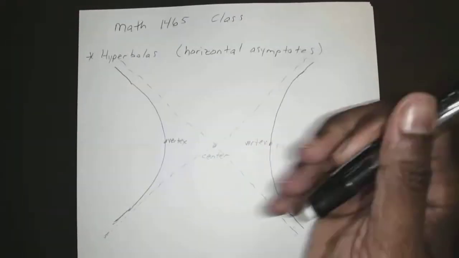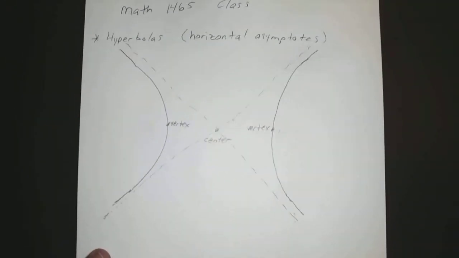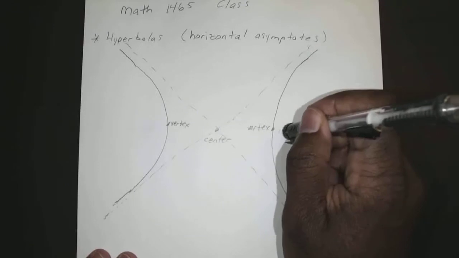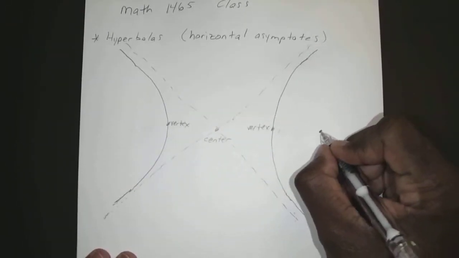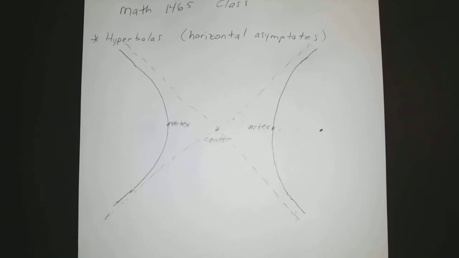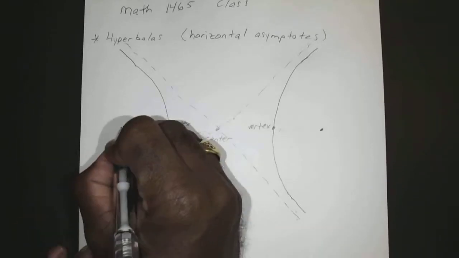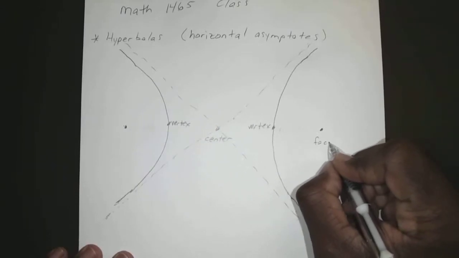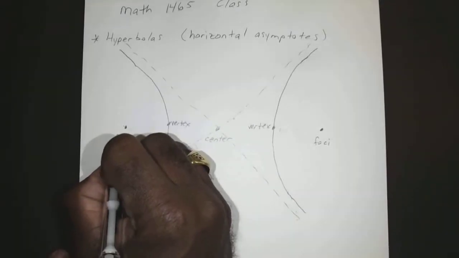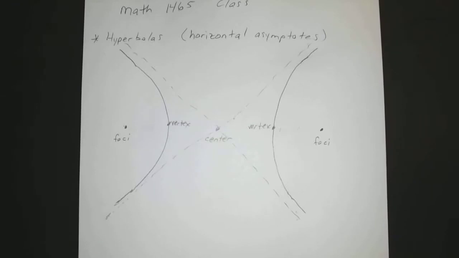Because just like with a regular parabola, you also have a focus point. And we'll put that there. But in this case, since you have more than one, you have a plural version of that, which is foci. So really, it's kind of like a double parabola.